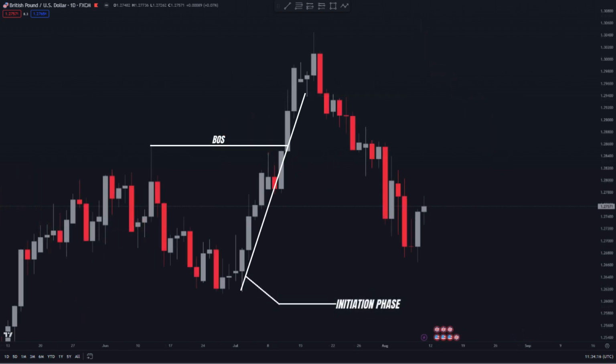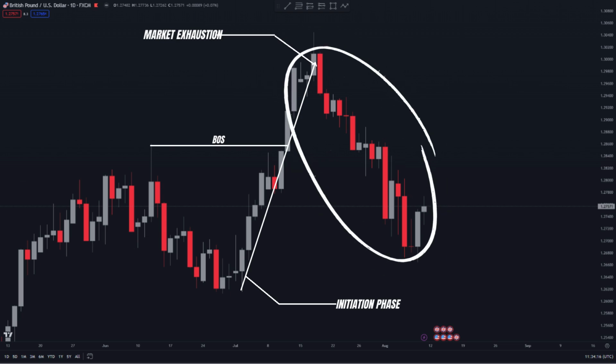First, we had an initiation phase, where the market pushed upward and broke above the previous high. This bullish momentum continued until the market reached a point of exhaustion. This was followed by a correction phase, where the market pulled back to fill the gaps left behind and regain its strength. We're now anticipating the continuation phase, where the bullish momentum will be restored.